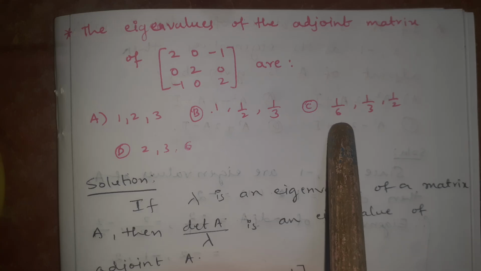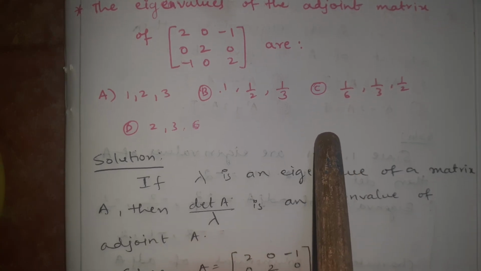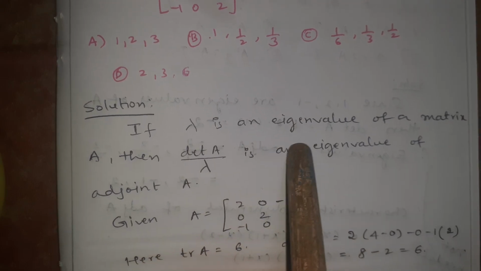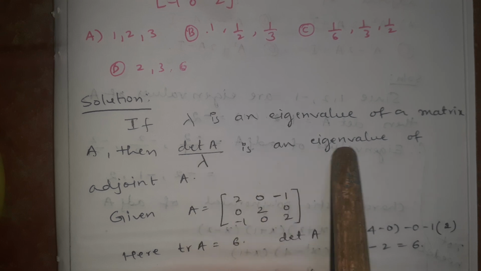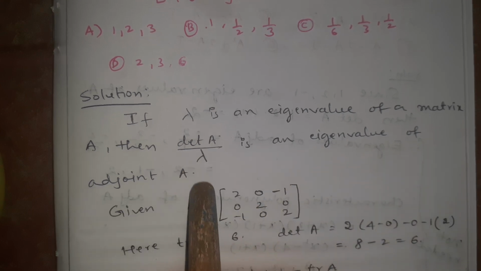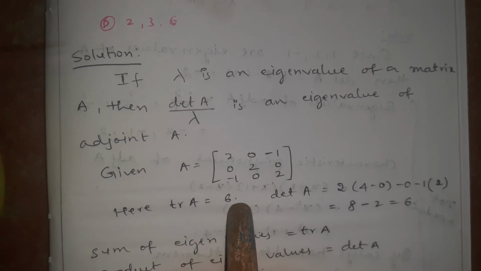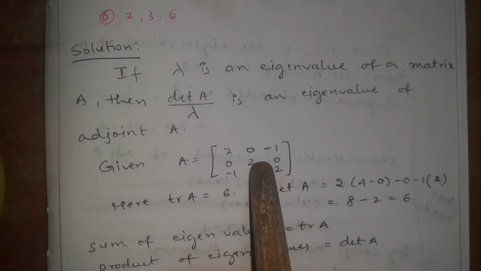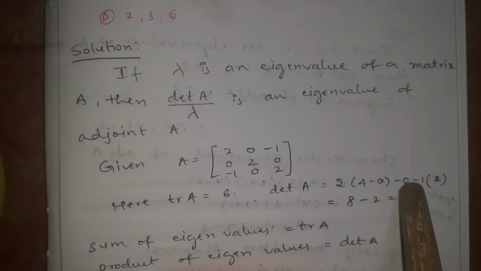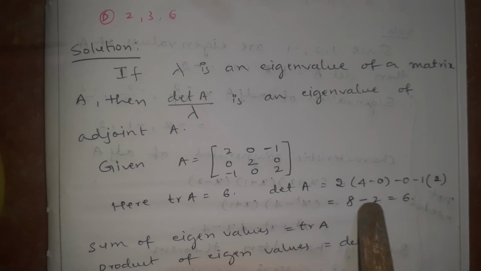So what is the relation between eigenvalues of a matrix and eigenvalues of the adjoint of a matrix? Let us see. If lambda is an eigenvalue of a matrix A, then determinant of A by lambda is an eigenvalue of adjoint A. Given A is equal to 2, 0, minus 1, 0, 2, 0, minus 1, 0, 2. Here trace of A equal to 6. Determinant of A: calculating 2 into 4 minus 0, minus 0, minus 1 into 2 minus 0, minus minus 2. So 2. So you will get 8 minus 2 equal to 6.